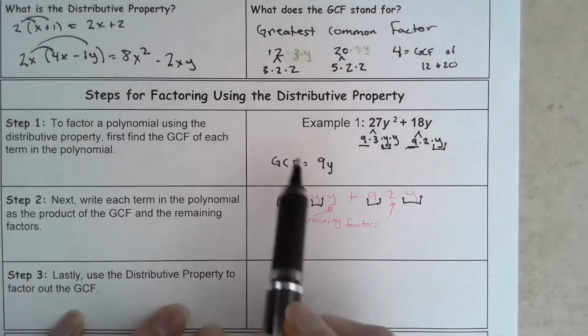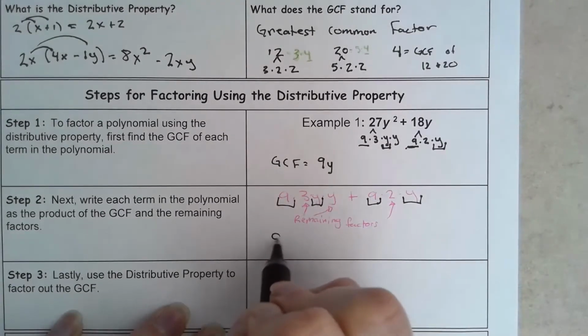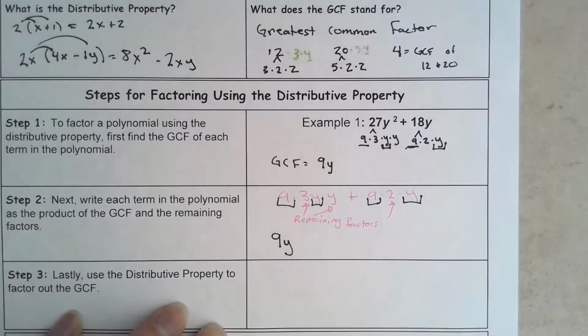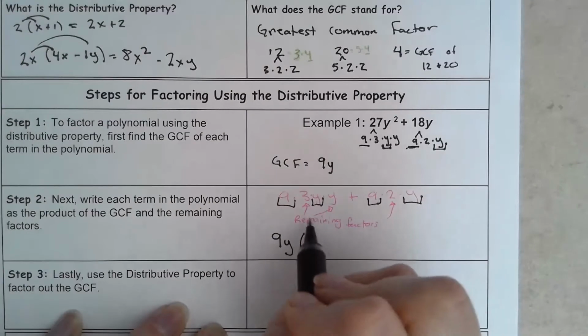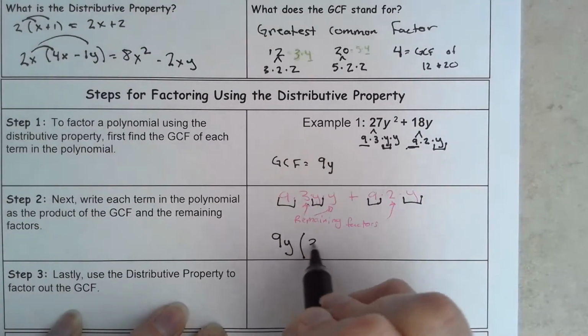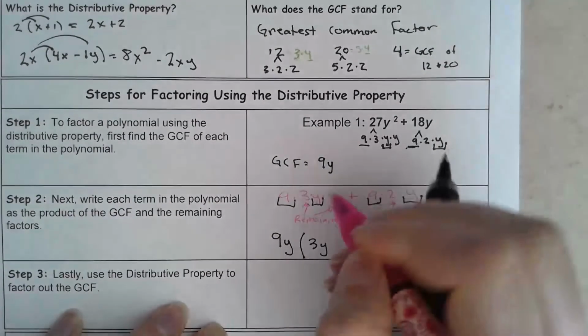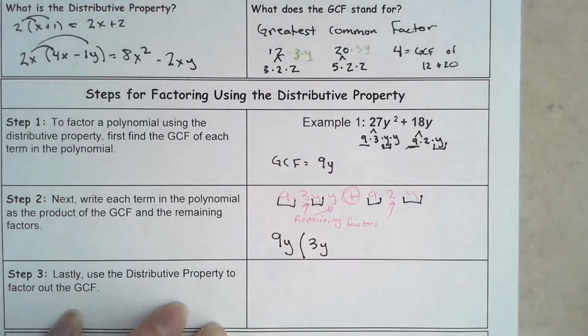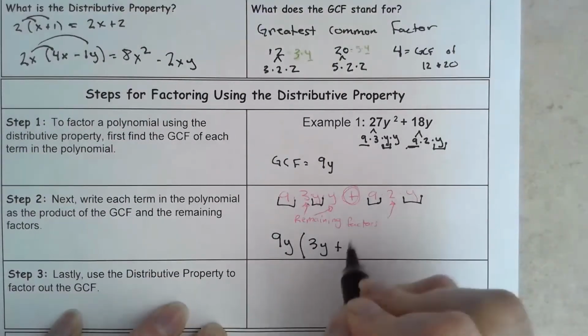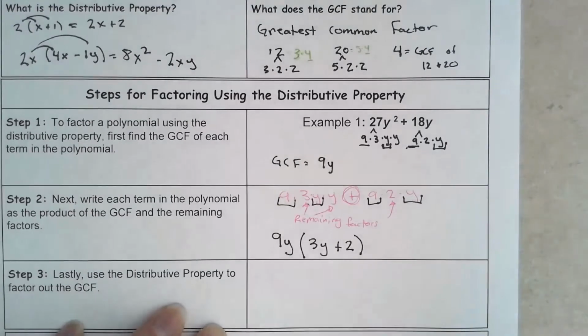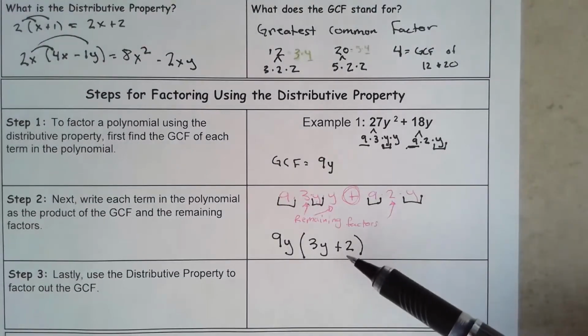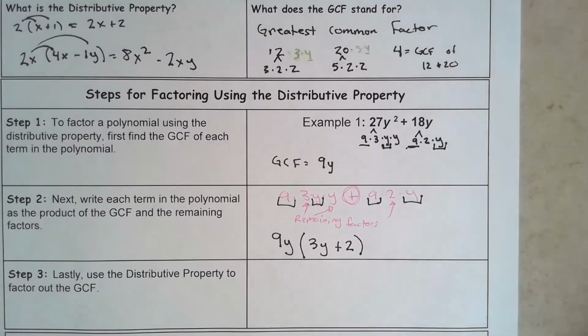So what we do is we take our greatest common factor, we write it down first, then we do parentheses, and then we write our remaining factors. So 3 and y. Notice this plus, that's going to stay there. So plus, we have 2 remaining. So technically, we just factored. Ta-da!